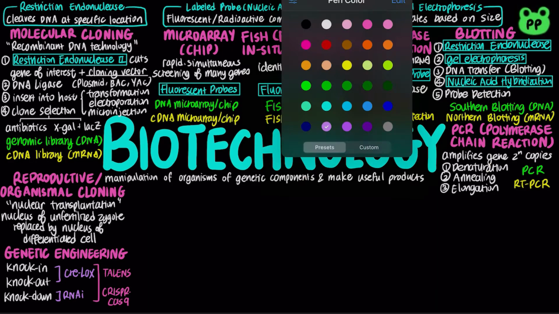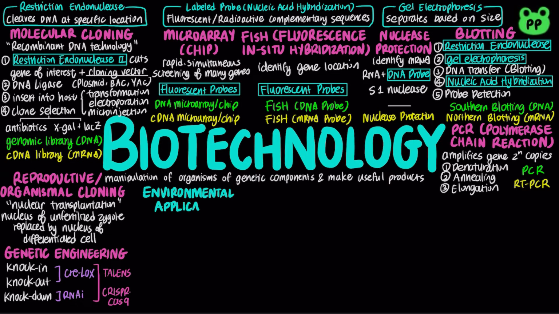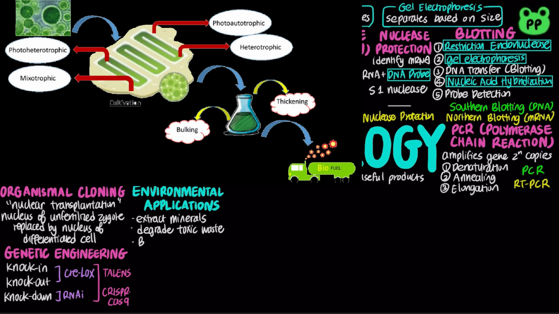There are four broad categories for applications of biotechnology. For environmental applications, genetic engineering can be used to modify the metabolism of microorganisms to extract minerals from the environment or degrade potentially toxic waste materials. Biofuels make use of crops such as corn, soybeans, and cassava to replace fossil fuels.